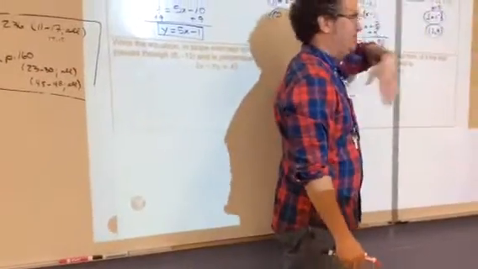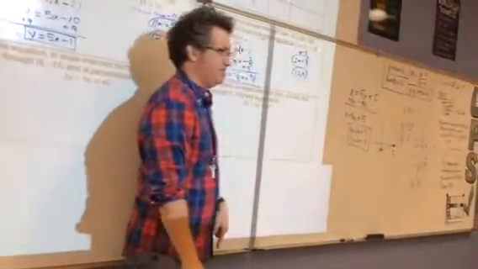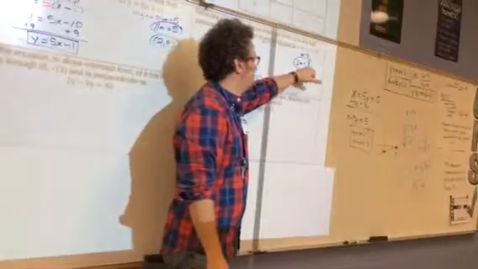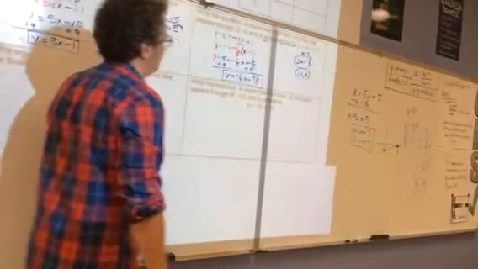So again, perpendicular slopes are opposite reciprocal. The original slope was 5, so the perpendicular slope is negative 1/5. Let's do one more of these. This one is a perpendicular.